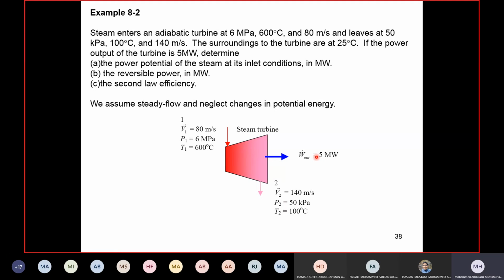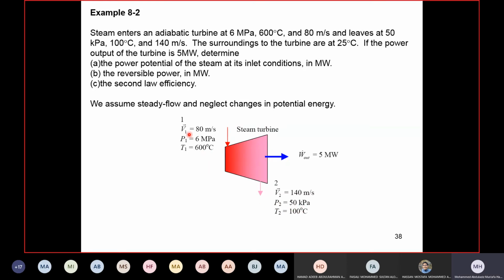Is the data we have clear? I have a steam turbine, and we have the inlet conditions, pressure and temperature. Accordingly, once we have pressure and temperature, then at state 1 we can get the enthalpy, entropy, and all the properties, because we have two independent properties. At the exit, it has the pressure and temperature, so we can also tell the properties here. We can get all the properties from the table.